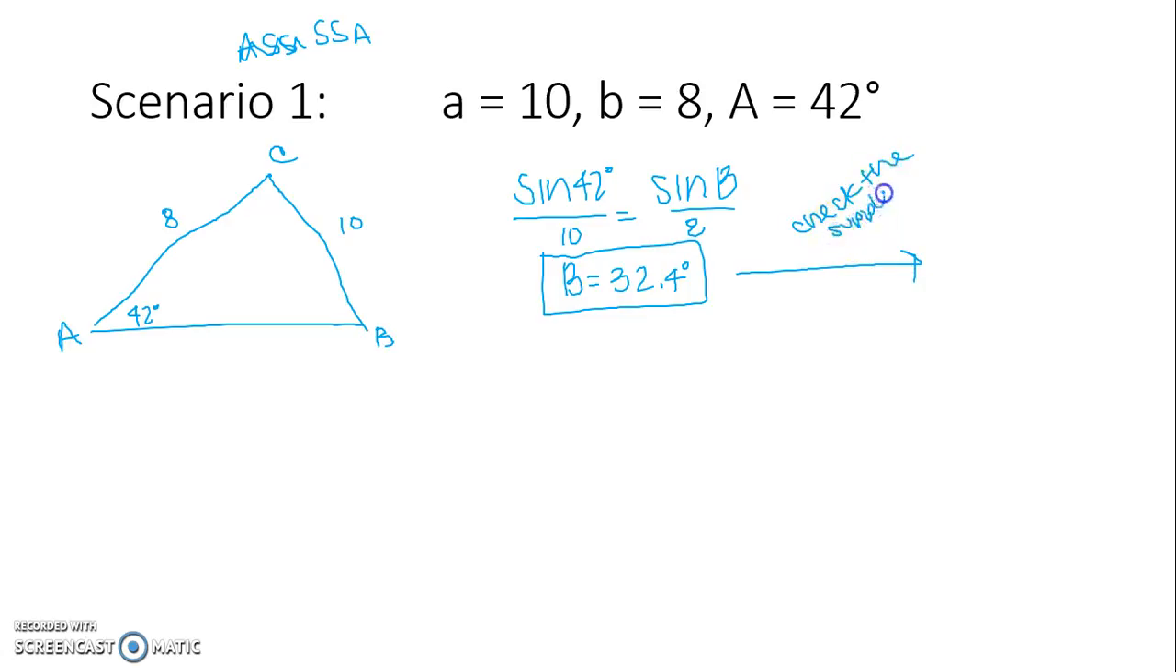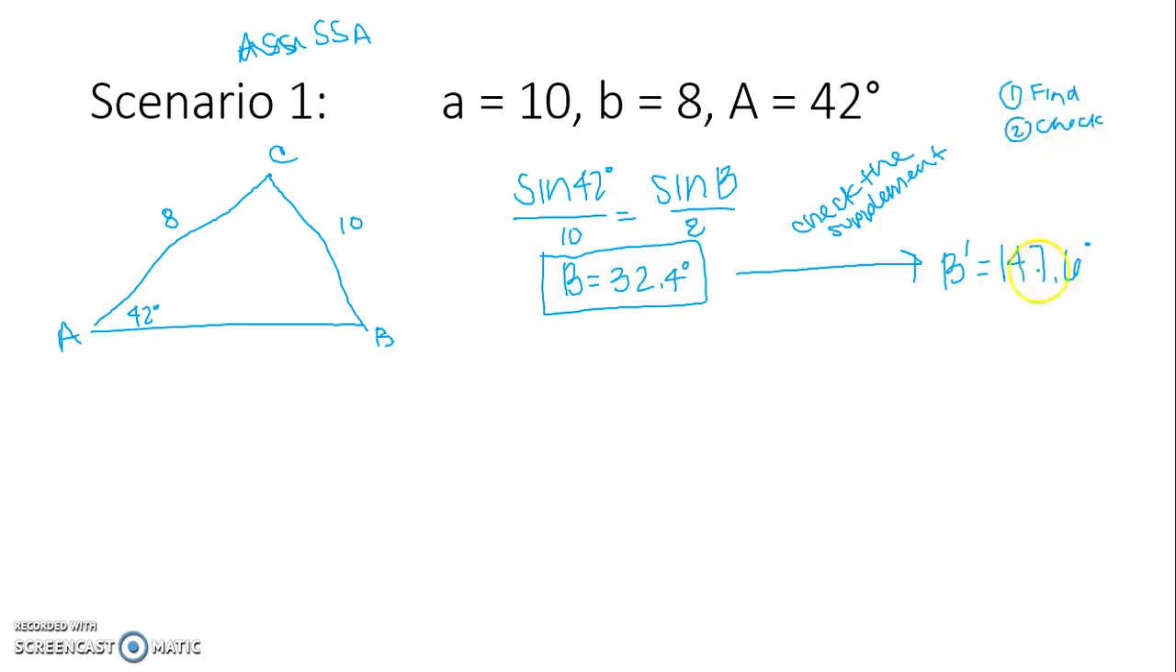So if you recall, supplementary angles add up to 180. So I'm going to do 180 minus 32.4. This could give me my second angle B, and we'll call that angle B prime. That would have been 147.6. So step 1 is really find the supplement. Step 2 is to check it.